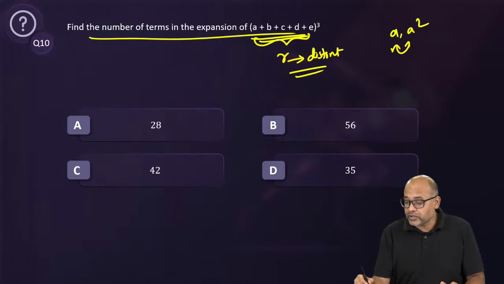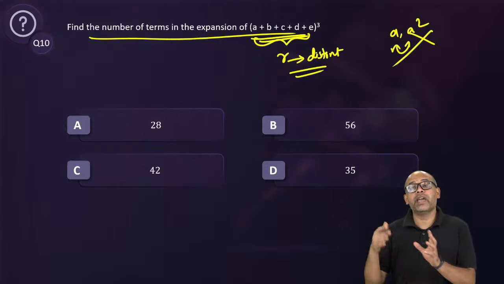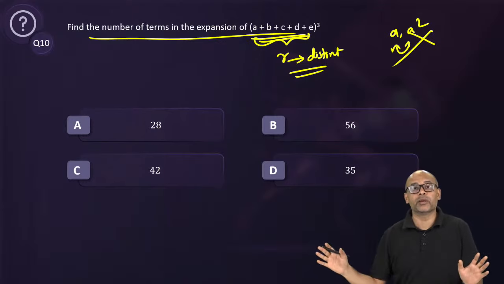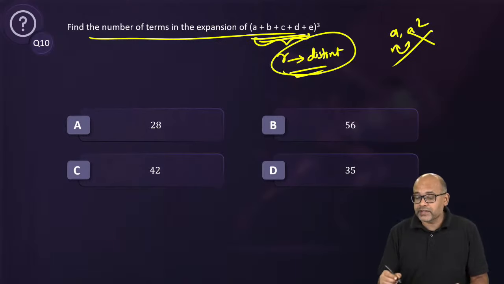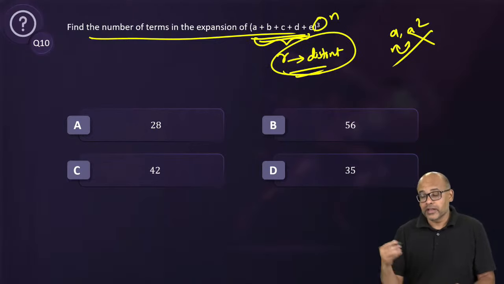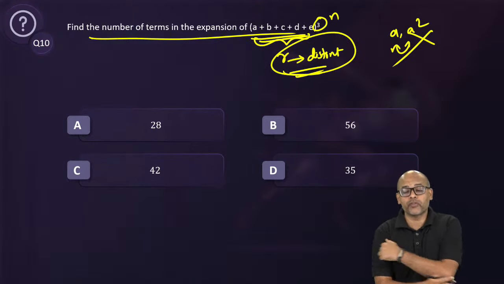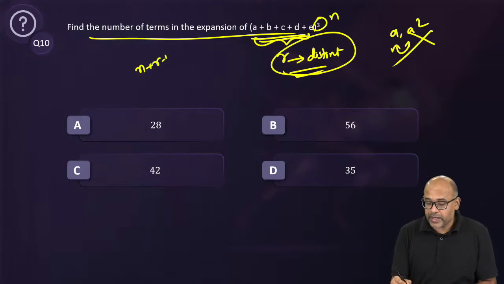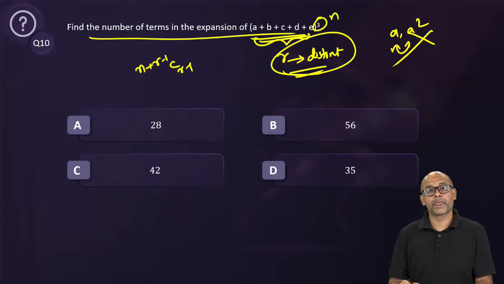Please note this formula is not applicable in this case. A square or X square, X cube, it is not applicable. When you have R distinct items raised to the power of N, the number of terms is given by N plus R minus 1, C R minus 1. This is the formula.